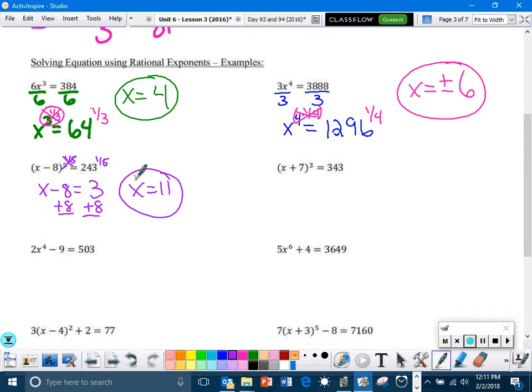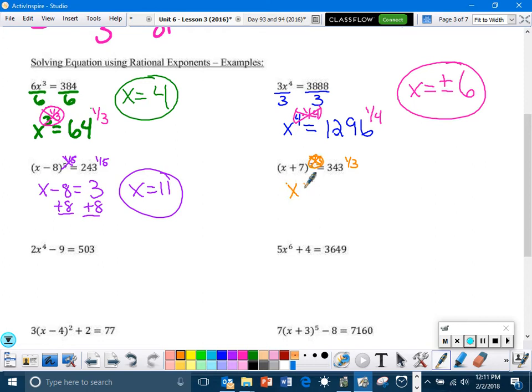Next one. Again, you will notice, ladies and gentlemen, that the 7 is locked inside the parentheses because there's a 3 for an exponent keeping it locked in. So we need to get rid of the 3 first. To get rid of the 3, we're going to use 1/3. And again, what you do to one side, you do to the other.